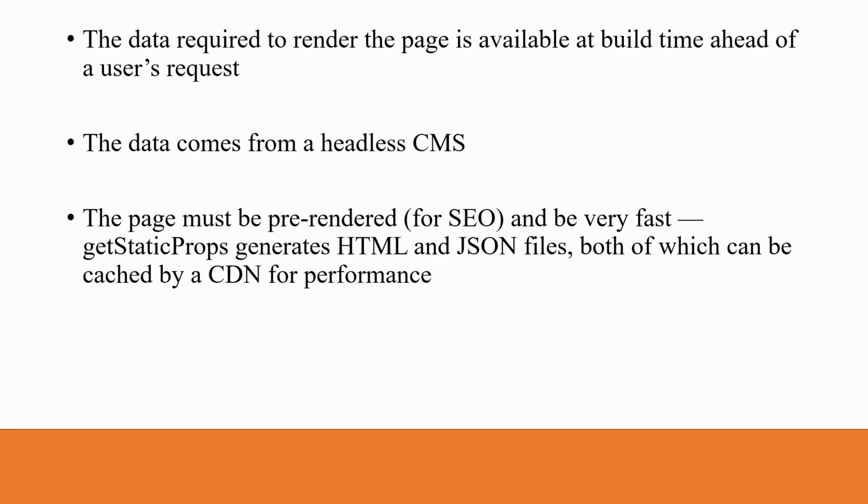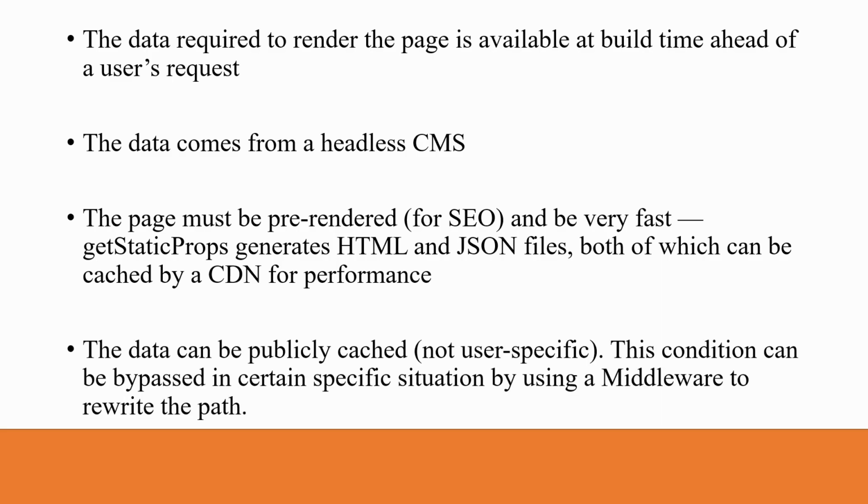Here, the data from the external store will be stored in JSON format. When the user makes a request, the JSON will load into the page to form the HTML page, and the content delivery network provides the HTML page to the end user. This HTML page data can be publicly cached, and we can bypass this by using middleware to rewrite the path.